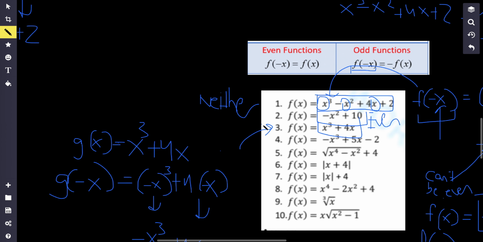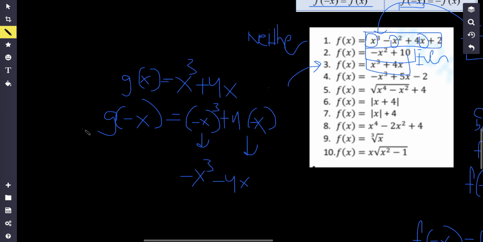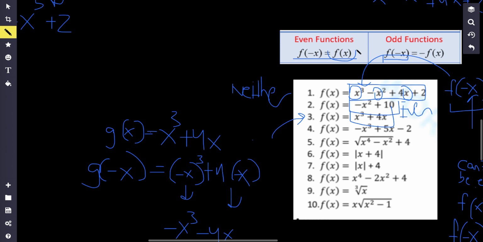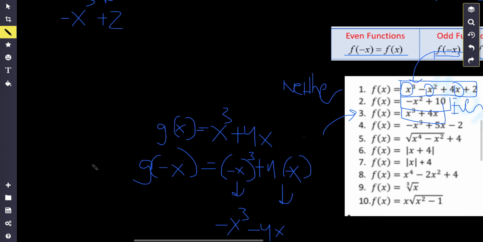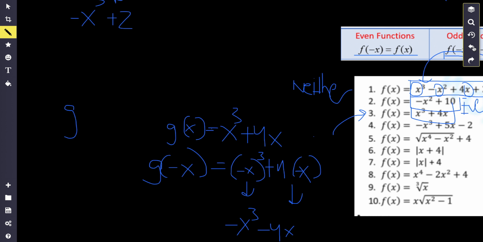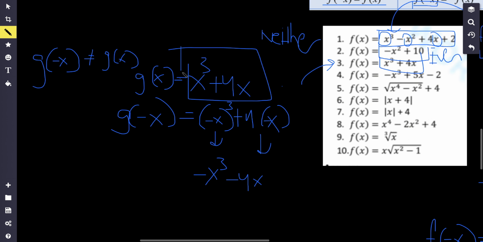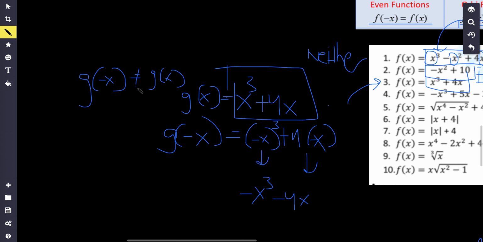Now, for question number 3, we know that this function can't be even because the result of simplifying g of negative x is not equal to what it originally was. Right, g of negative x is not equal to g of x, which is what we had originally, right? x to the third power plus 4x is not equal to negative x to the third power minus 4x. So this function is not even.